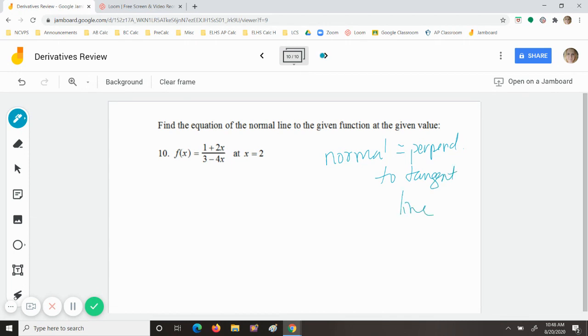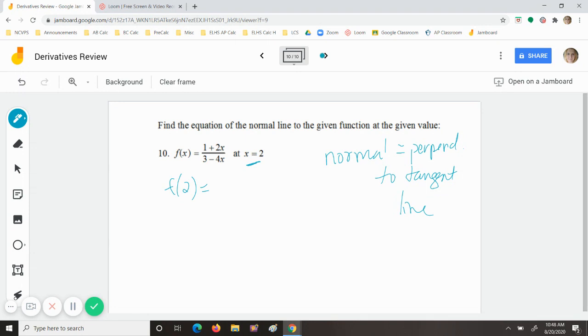Okay, so that means we're going to do this problem just like we did before with one extra step. Whatever we get for the slope, we're going to flip it and change the sign, okay? Because perpendicular slopes are negative reciprocals of each other. So let's get started. Remember the things that we need. We need our x-coordinate, y-coordinate, and slope.